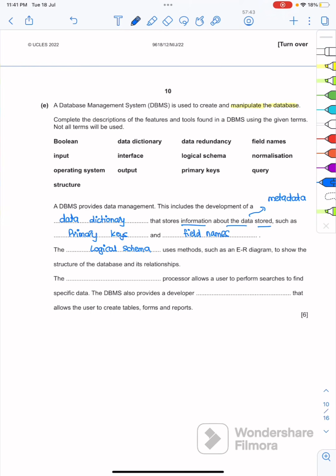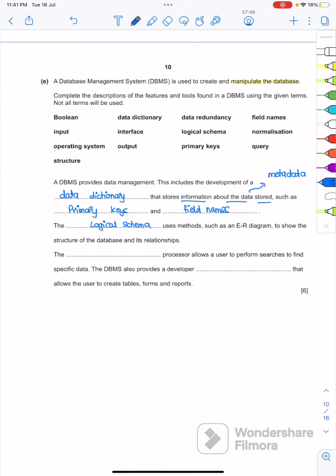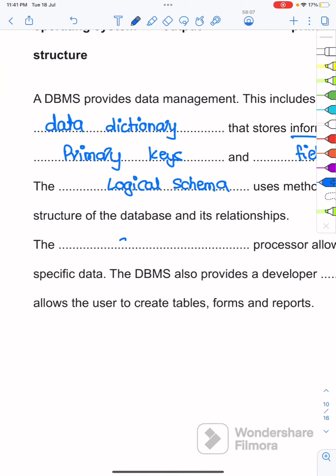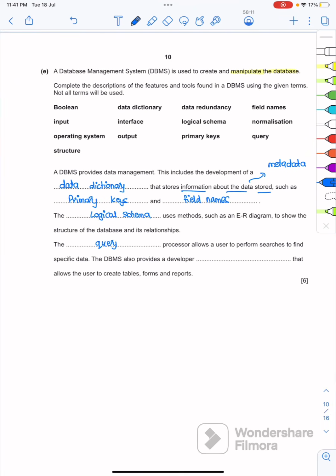The blank allows a processor to perform searches to find specific data. So finding specific data, now this is one of the core features of a DBMS and core reasons for using a database. It can ask you why a file-based approach of storing data is not ideal when it comes to using a DBMS. That is because you can perform queries. So the query processor allows a user to perform searches to find specific data.